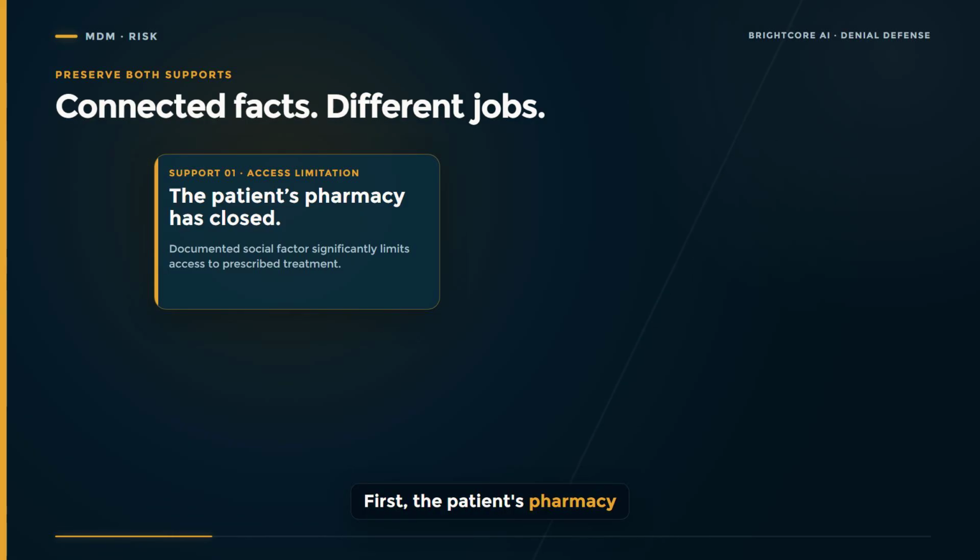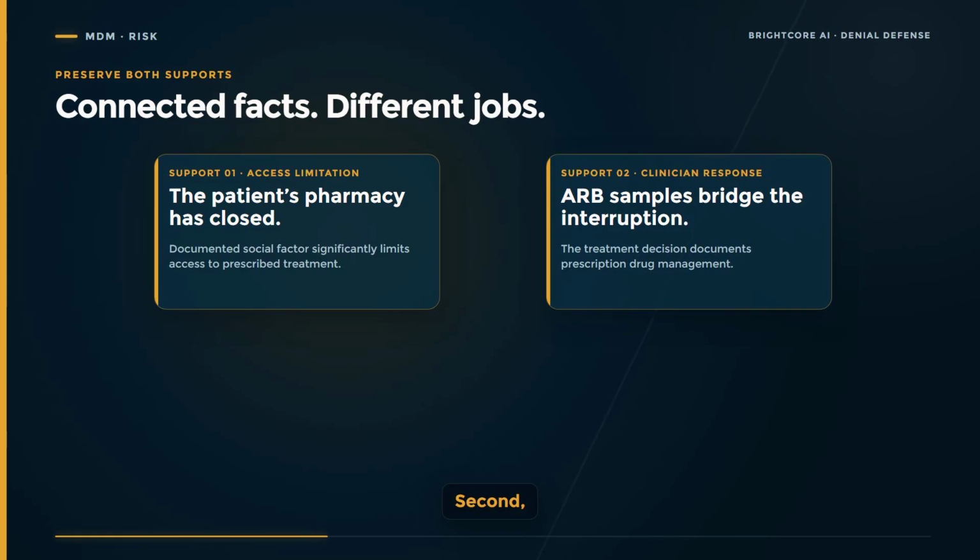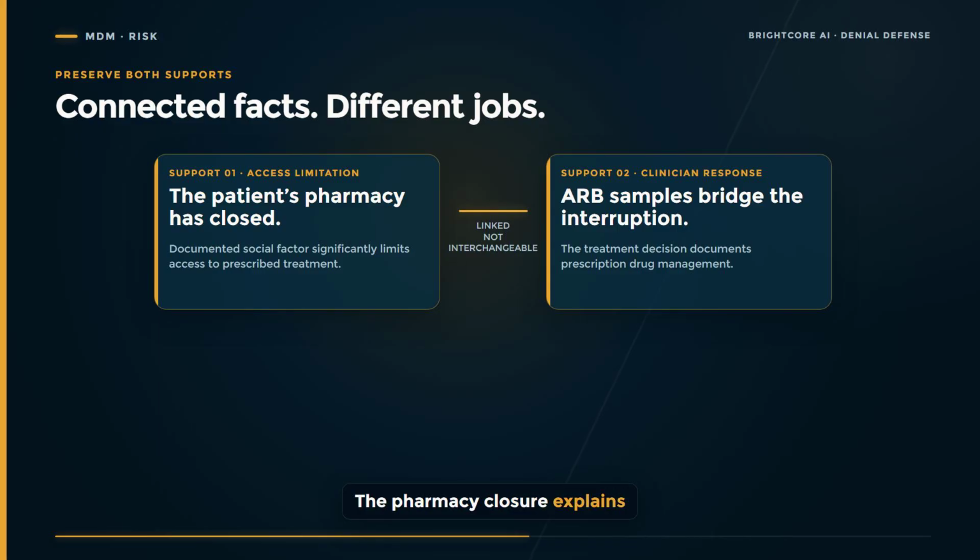First, the patient's pharmacy has closed. That documented social factor significantly limits access to the prescribed treatment. Second, the clinician responds by providing ARB samples as a temporary bridge. That is prescription drug management. The two facts are connected, but they are not interchangeable. The pharmacy closure explains the access limitation. The samples document the clinician's prescription management response.